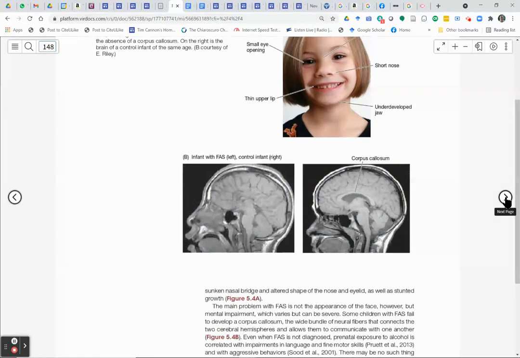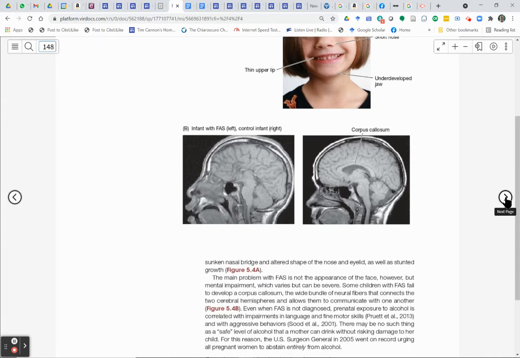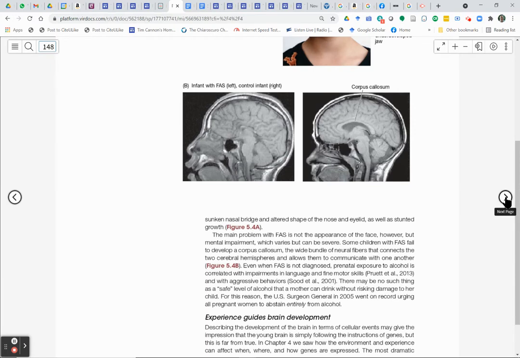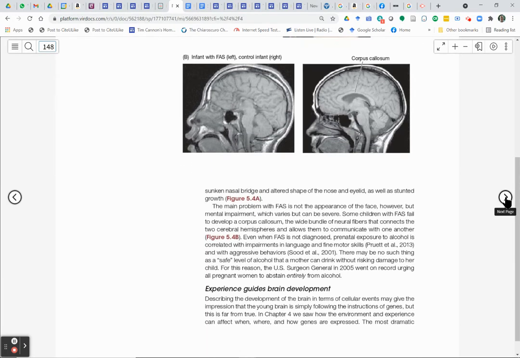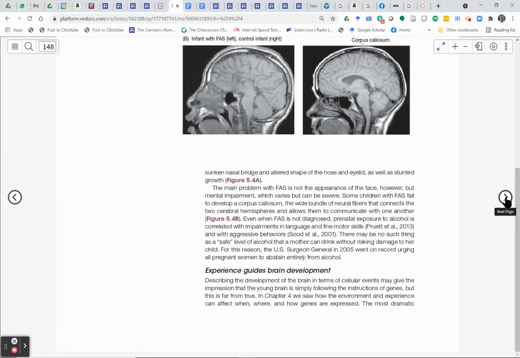So these are MRIs down below. And what's really amazing is on the right, you have a standard brain with a pretty huge corpus callosum, which connects the left and right cerebral hemispheres. And on the left, there's like no corpus callosum. It just goes away. That has to affect behavior. And experience is important.